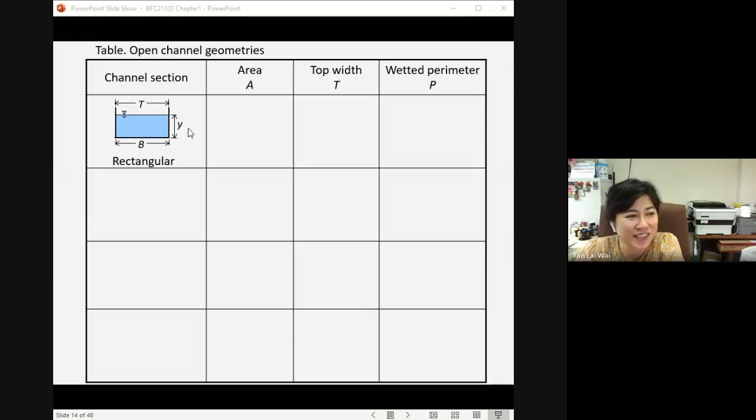Channel section, the flow area here for rectangular channel, rectangular section. Okay. The flow area is B times Y. Remember this Y is the depth of flow, not the height of the channel, right? Okay, so the area of flow is B times Y. I want somebody to answer for me.